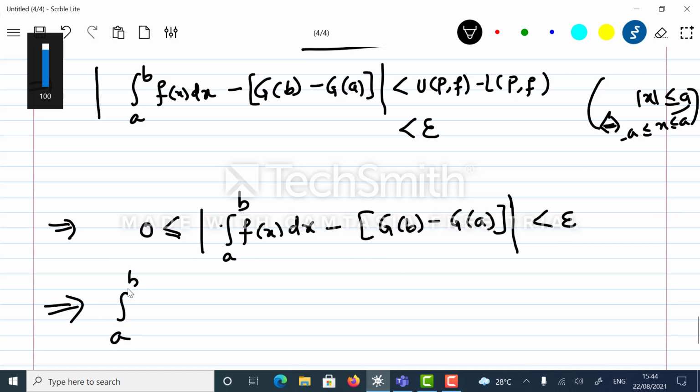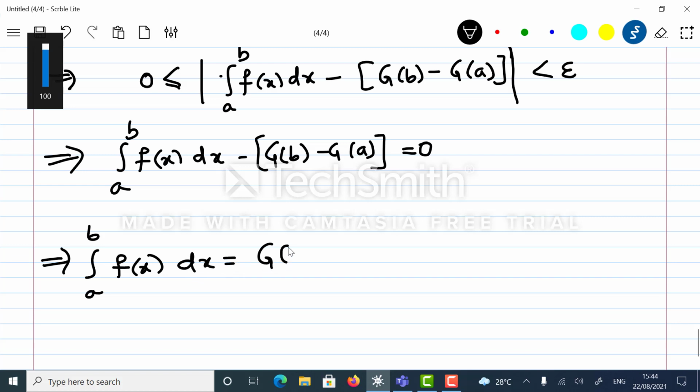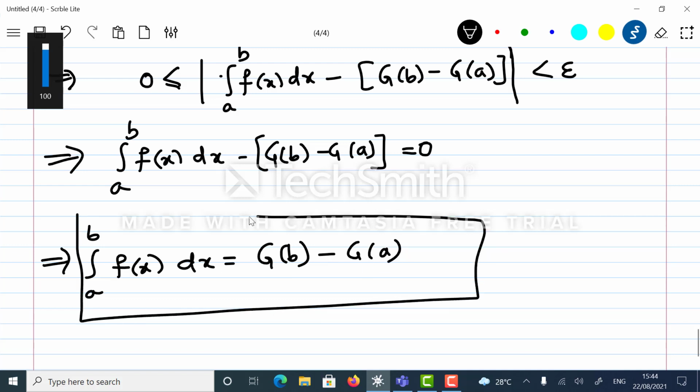This is one of the nice results of your first year BSc. The integral a to b of f minus (g of b minus g of a), this number has to be 0. That means you can straight away say that the integral a to b of f of x dx is equal to g of b minus g of a. So this completes the theorem with another approach.